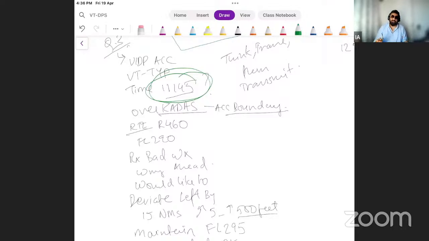Carefully observe where Kadas is. Kadas is on a control boundary. You will be changing control. Chances are you'll be going to the next control. The next control is shared by Lucknow control and Varanasi control. That awareness has to be there, looking at the chart. Don't be scared. Own it. See and be aware about the possibilities.